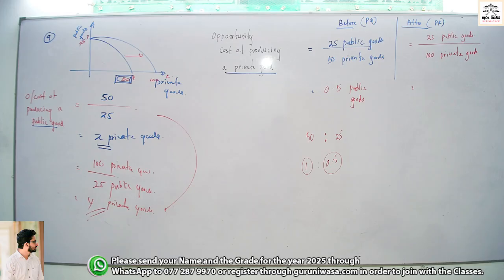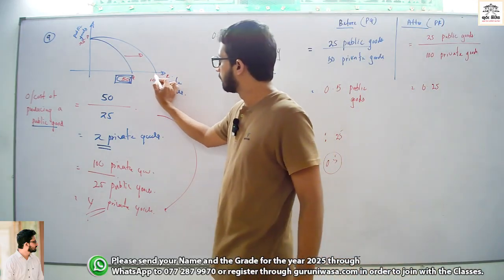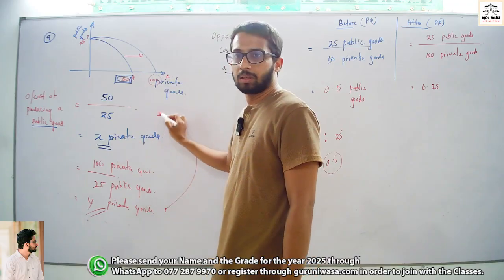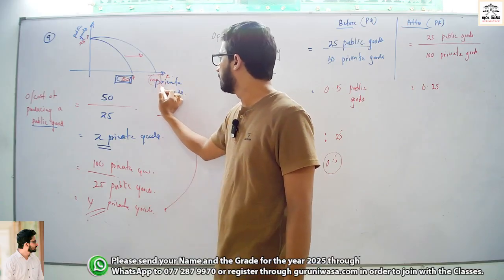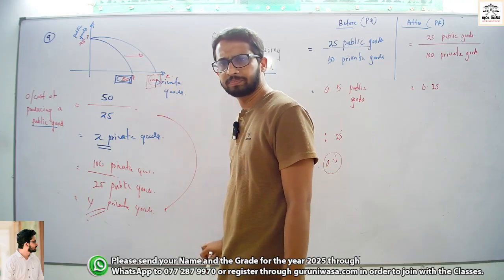Dipna, how much is the answer? Very good, 0.25. Did you get the point? What is the quantity of private goods? Look here, the value is 100. After shifting the PPC curve to the right side, the new value is 100. You get the point? Yes, sir.